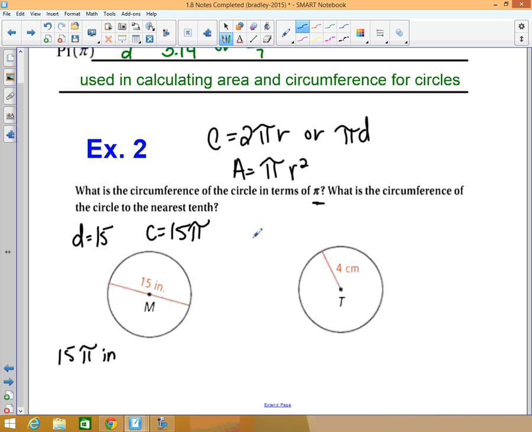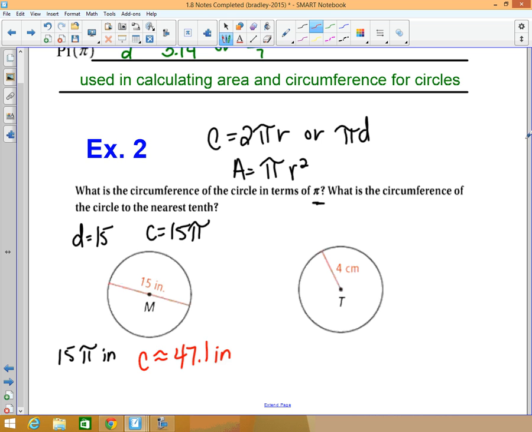The next part says to do it to the nearest tenth. When I do it to the nearest tenth, I'm actually going to multiply 3.14. So for that one, I'm going to say 15 times 3.14, and I get 47.1. So for this, I would say that circumference is about equal to 47.1 inches. And I'm going to use about equals because now I have multiplied pi, and pi is an irrational number, so it's been rounded. So I need to use that equal sign for that.